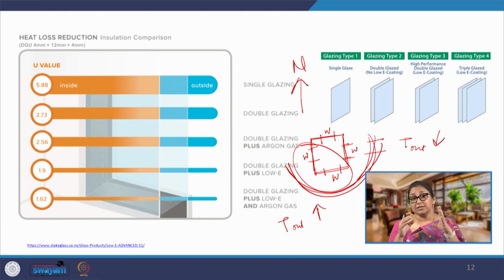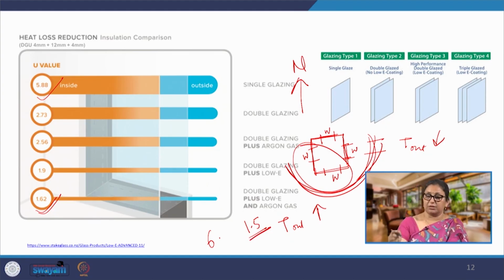Now, I have to select a glass. There is a glass of 6 U value and there is a glass of say 1.5 U value. I select and replace all my windows. Initially, I had a U value of 6 for all my windows, and then I decided to replace all my windows with double glazed low-E windows which have a U value of 1.5.